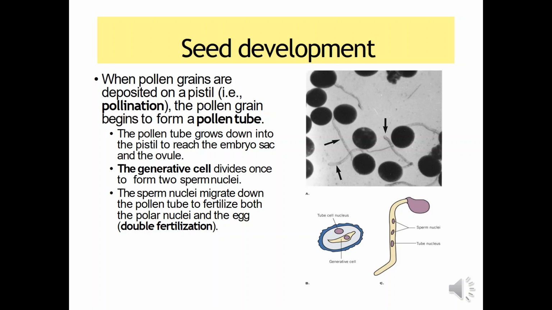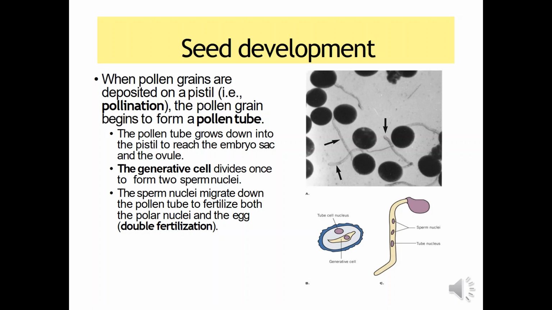Then the pollen tube is formed. Why? In the previous slide, I told you that the pollen grain will be divided using the mitosis process to produce two cells: first the tube cell, second the generative cell. That tube cell will form the pollen tube. When the pollen tube grows down into the pistil, it will reach the embryo sac and also the ovule. Then what happens? The generative cell will be divided to form two sperm.